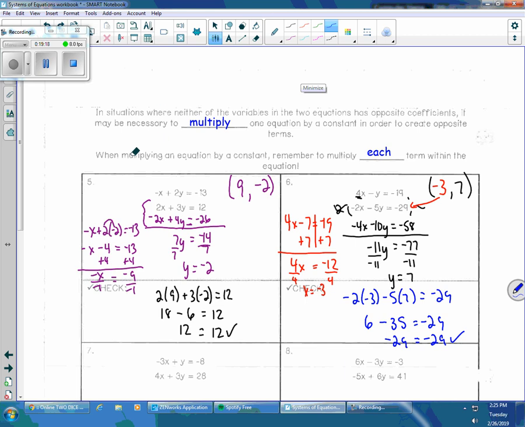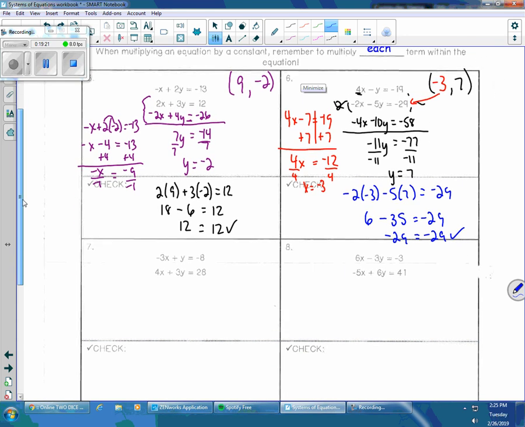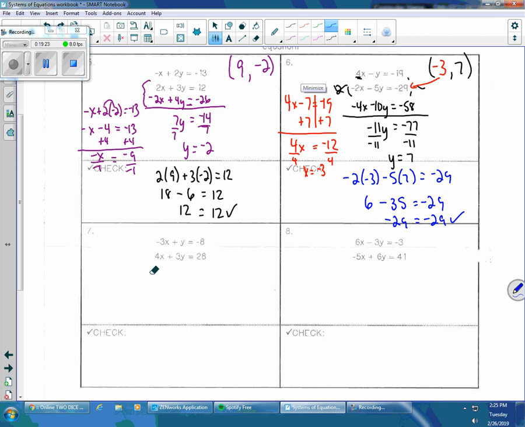What I'd like you to do now is see if you can figure out what to do on this one. I've got negative 3x plus y equals negative 8. Then I've got 4x plus 3y equals 28. Now, I do have choices on what I can multiply by, but remember, I want to keep it simple. In my opinion, the easiest one to transform would be to get these y's to match up. So I would need to multiply the top equation by a negative 3 to get a negative 3y up here, so that when I'm adding them down, the y's are going to be eliminated.